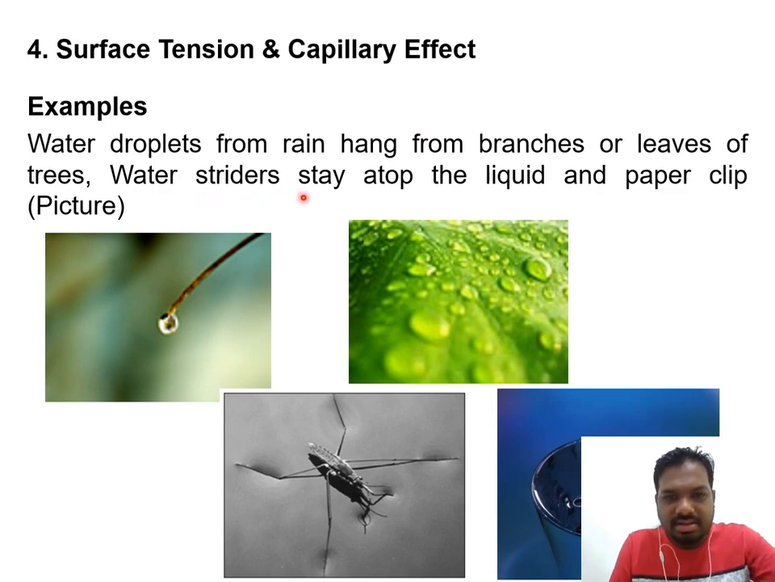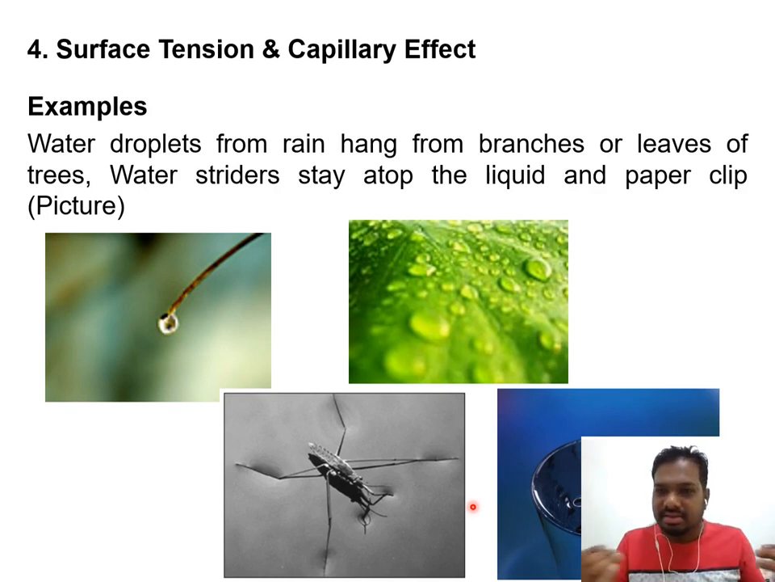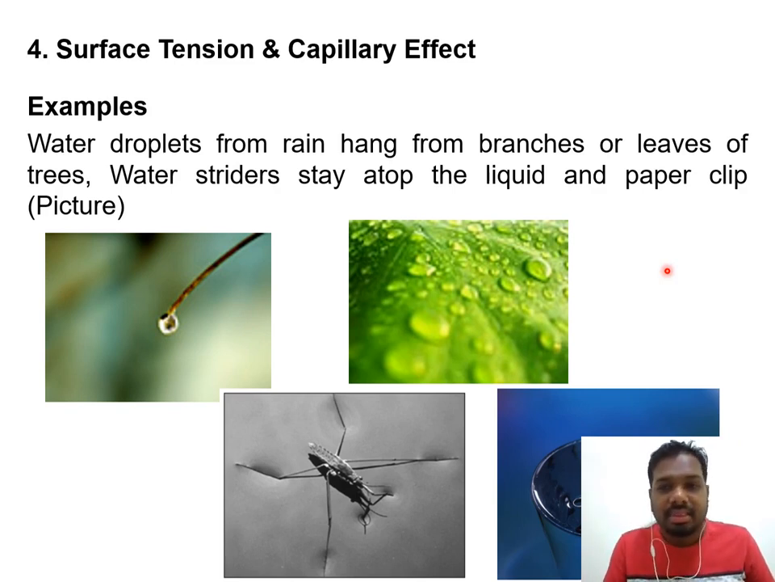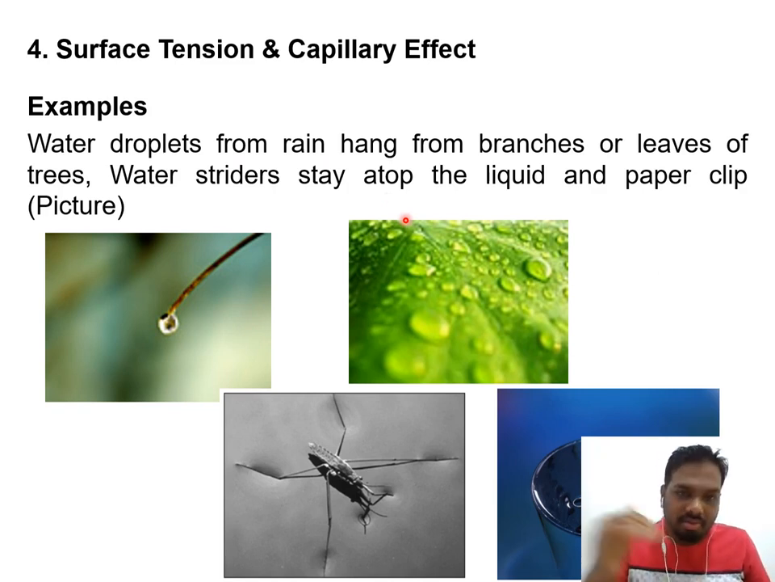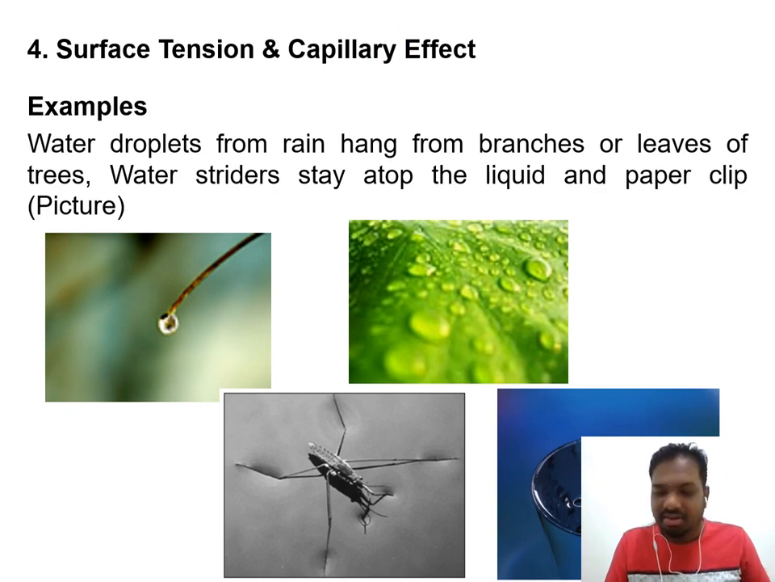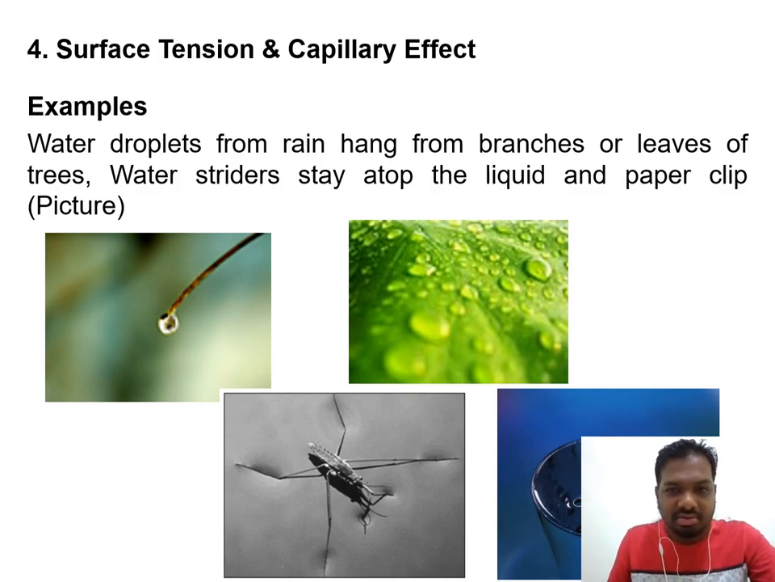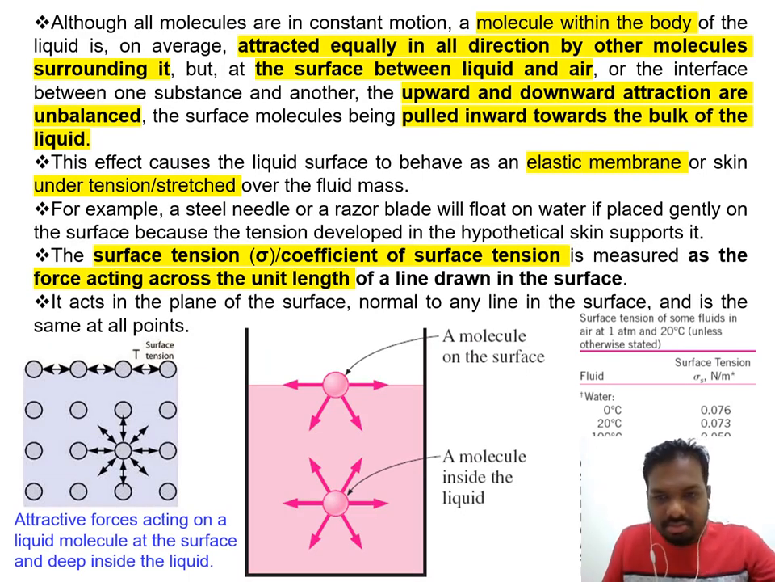Also a water strider stays atop a liquid, and a paper clip can float. If you don't break the surface tension of a liquid, you can make certain materials float, like a paper clip. Even the razor that you use in your house, you can make it float, because the surface tension will not allow it to go further inside. That's what we call surface tension. You will see some information about surface tension and also the capillary effect.